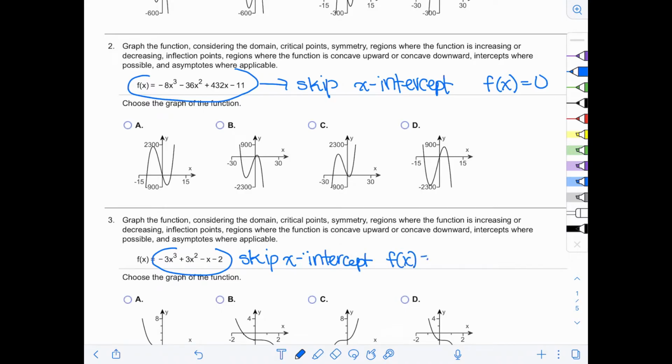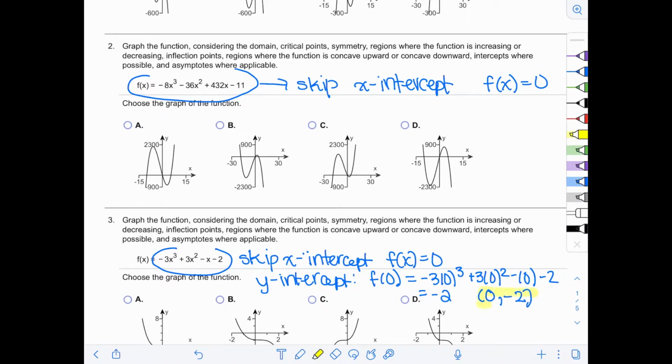So again, that's setting the original function equal to 0. So even though I'm saying to skip that in all 3 of these questions, you can, in either case, find the y-intercept. Because the y-intercept is just when you plug in 0 for x. So like if I did this for number 3 here, for this particular function that I'm given, that gives me -2. So at least then I know one point on the graph in this case is (0, -2).